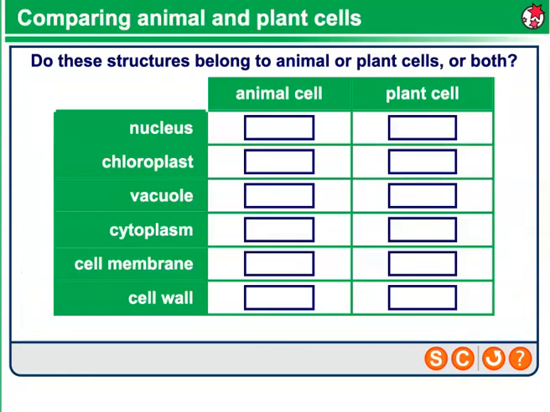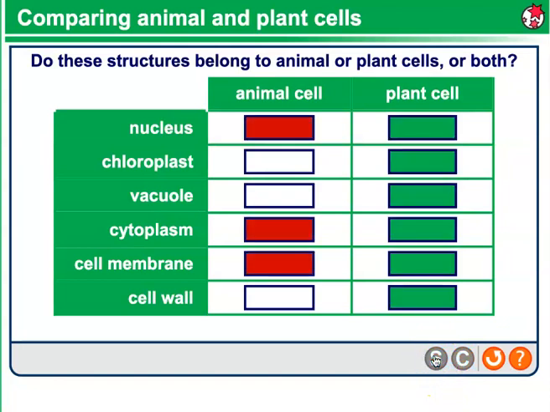Comparing animal and plant cells. So let's look at the structures and whether they are found in either an animal cell or a plant cell. A nucleus is found both in an animal cell and a plant cell, whereas chloroplasts are only found in plant cells.